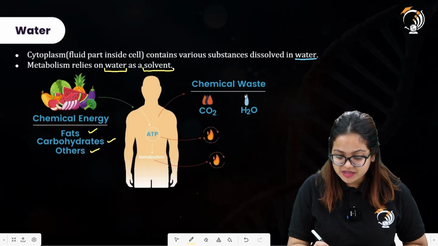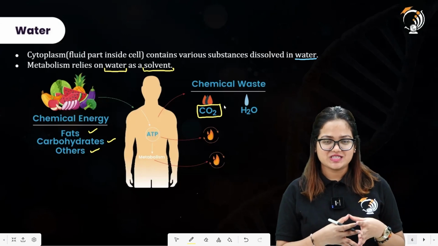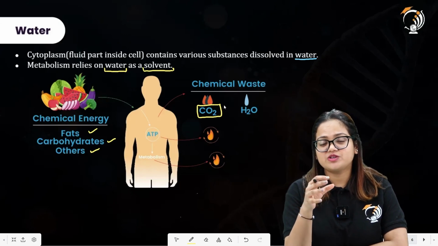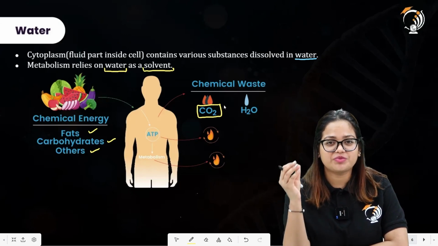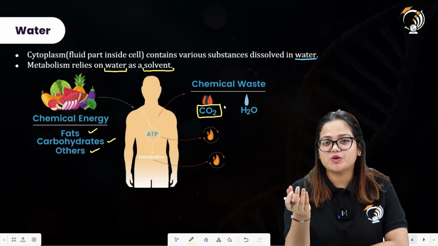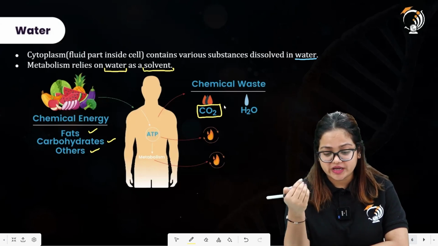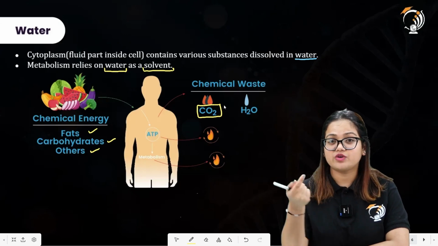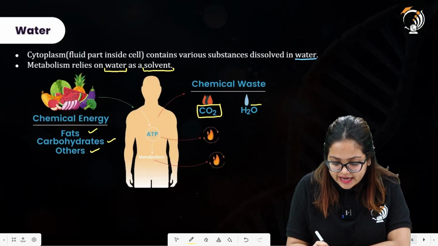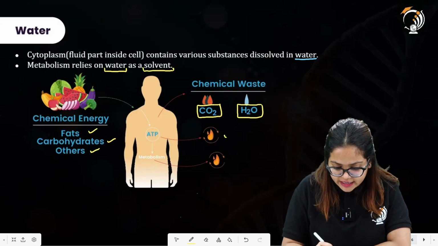The chemical waste is carbon dioxide. In the last chapter, we already discussed the respiration process. Aerobic respiration is a process in which organisms use oxygen to break down the glucose molecule to release carbon dioxide and water. So why are we calling carbon dioxide and water chemical waste? They have come from that process, which is aerobic respiration. So carbon dioxide and water are the chemical waste over here. Then energy is released.